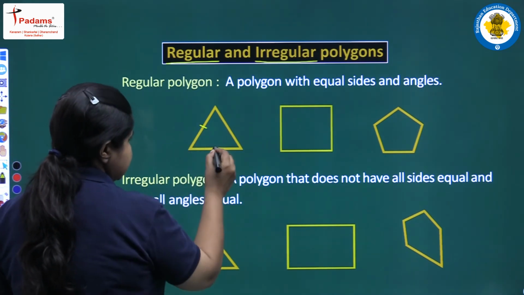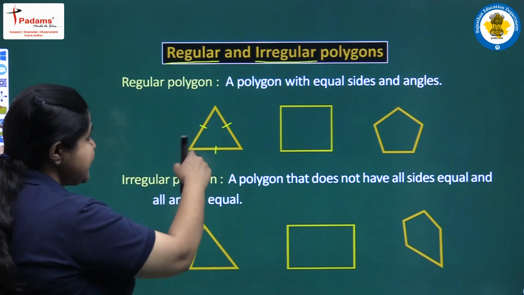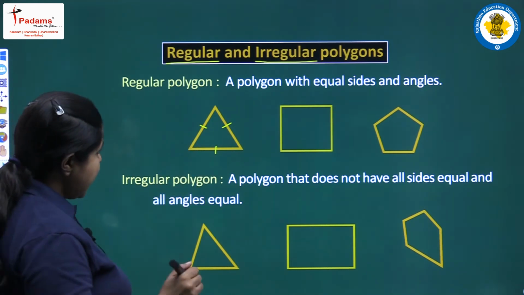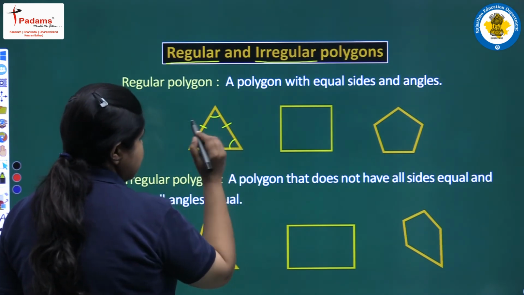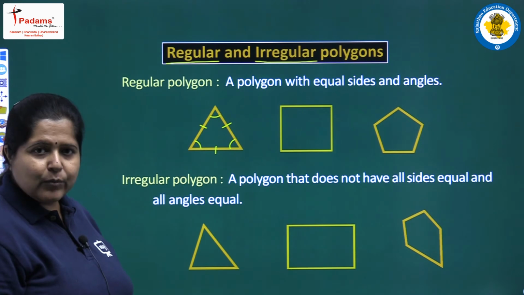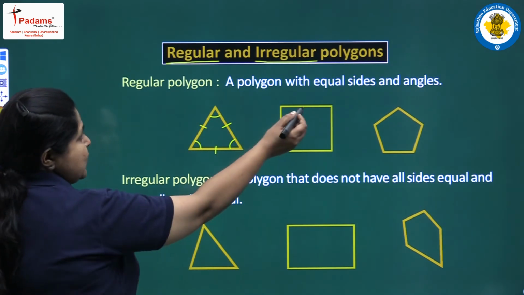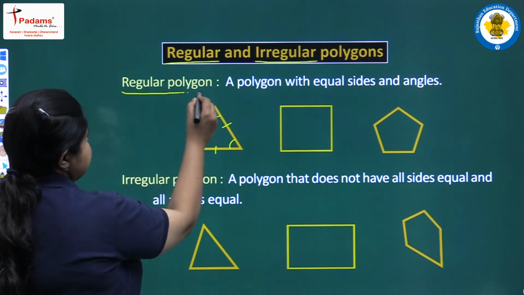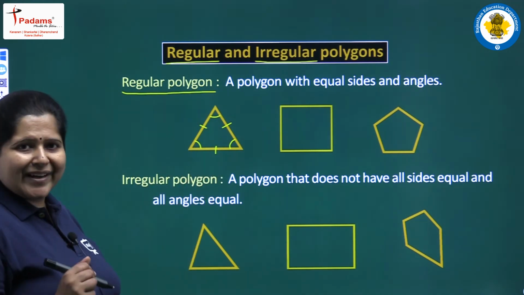This small cut represents that the three sides are equal, and also you can see the angles are equal. All the three angles will be equal, all the three sides are equal. Such a figure with equal sides and angles is called a regular polygon. In fact, it is an equilateral triangle.